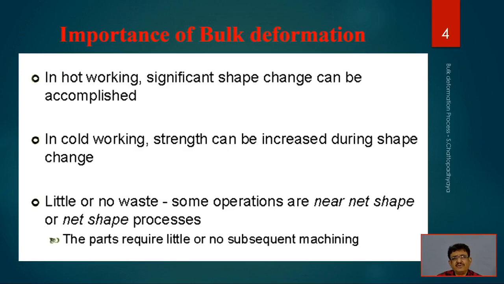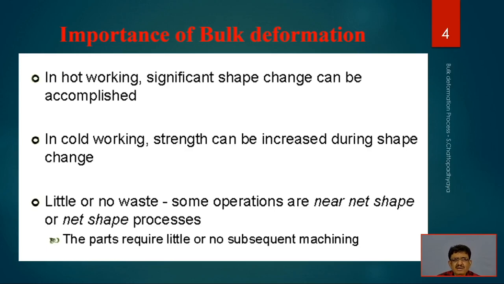The third importance of bulk deformation is that little or no waste is generated. Immediately the deformation process will give the shape change, not like machining, where you remove material. It is not a material removal process, it is a material shaping process. And as no material is removed, there is no question of wastage. So some operations are really near net shape or net shape manufacturing, specifically cold working. In hot working, the problem is a little bit of scale formation and dimensional uncertainties. Sometimes one has to remove these uncertainties and create the finish with some post-processing activities.